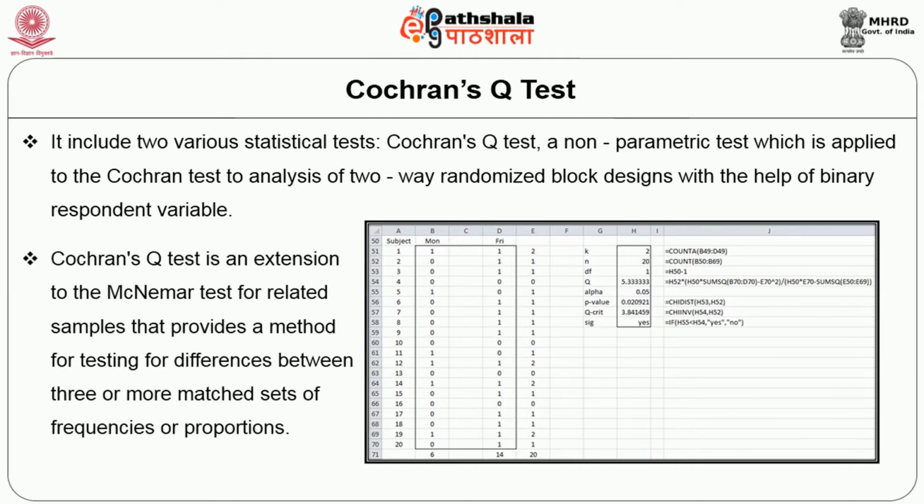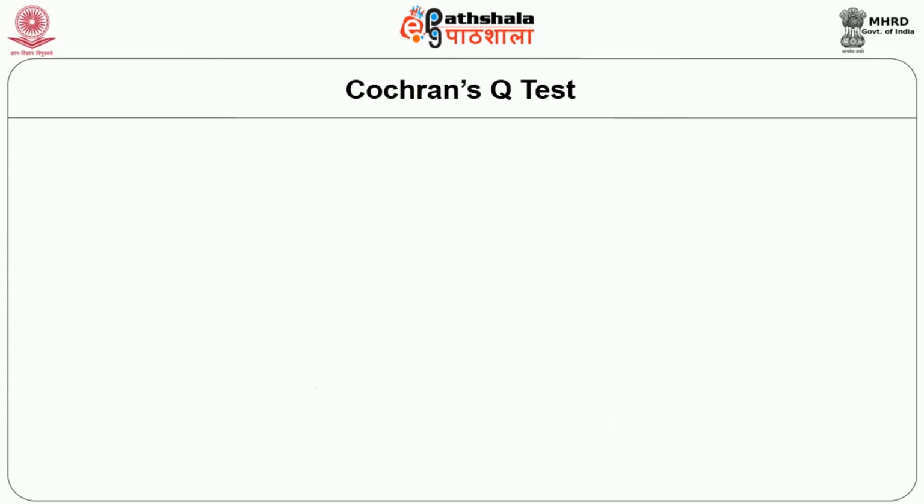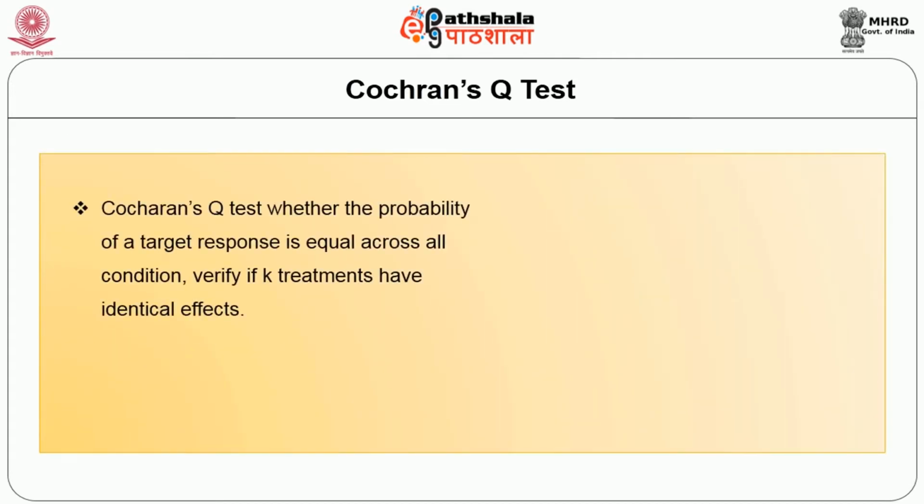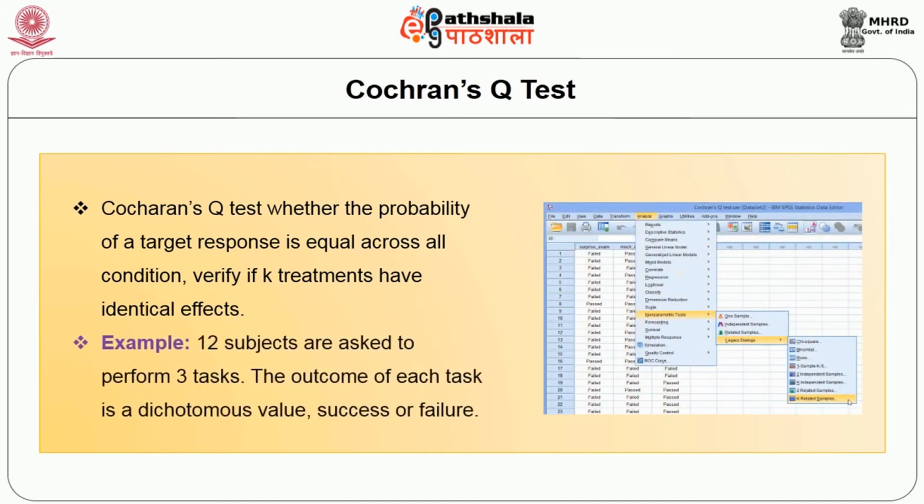Cochran's Q test is an extension of the McNemar test for related samples that provides a method for testing for differences between three or more matched sets of frequencies or proportions. Cochran's Q tests whether the probability of a target response is equal across all conditions, verifying if K treatments have identical effects.